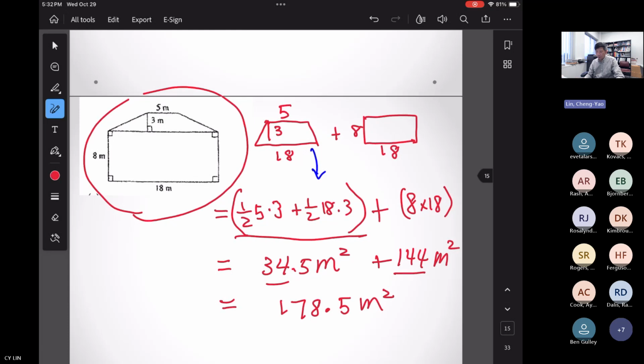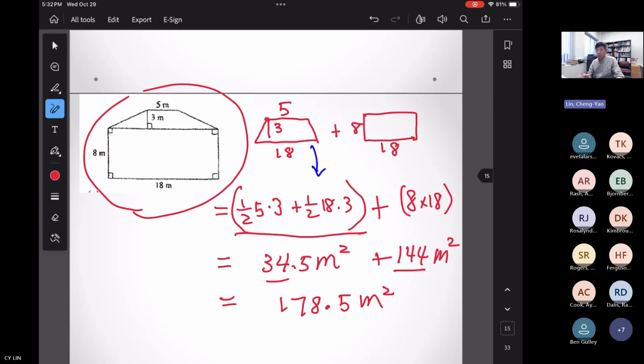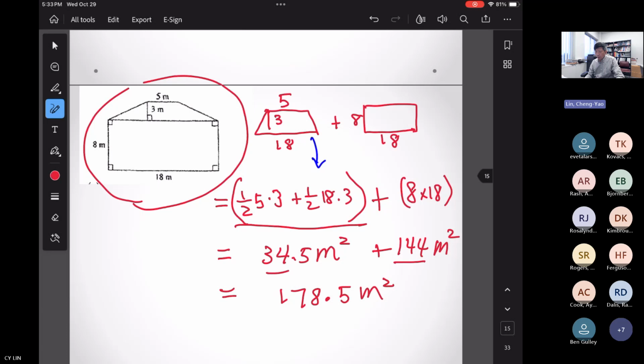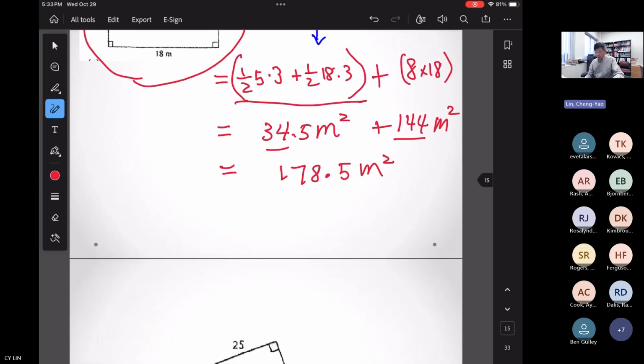now we can find the area too. Actually, this problem is from Saxon Math, which is one of the popular textbooks in the United States. Okay, but anyway, so that's the problem.